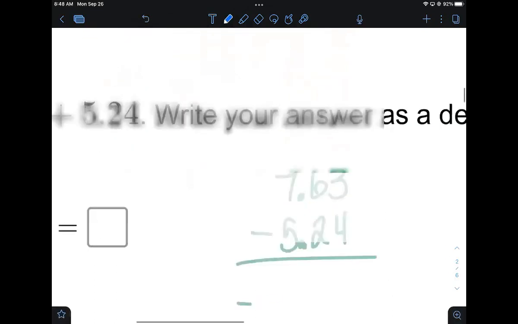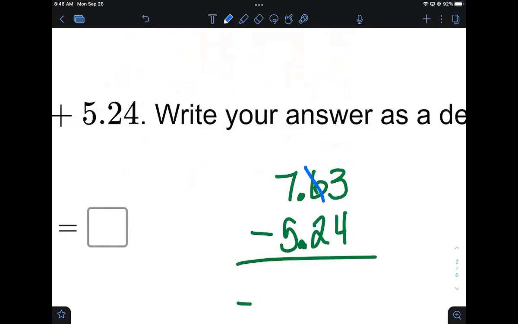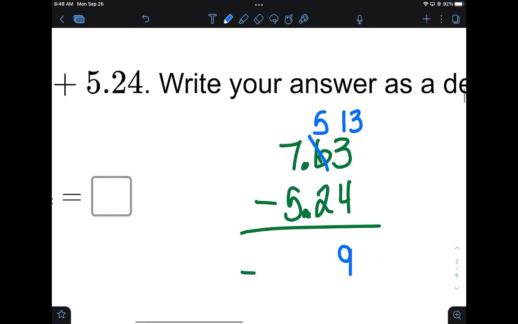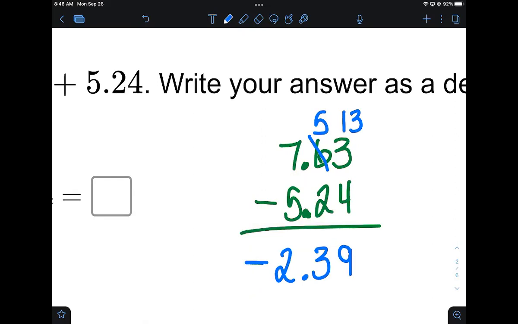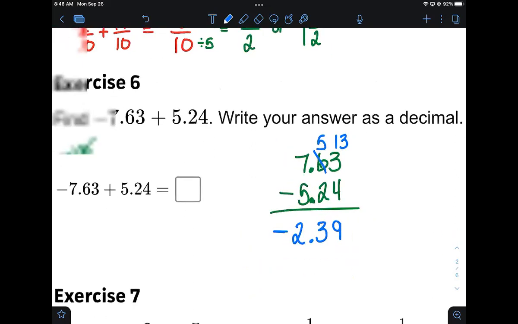Can't do 3 minus 4, so let's do this one together as a class. Borrow from the 6, make it a 5. What is 13 minus 4? 9. What is 5 minus 2? 3. Drop down your decimal point. And what is 7 minus 5? 2. So the answer is negative. Negative army wins. Negative 2.39.